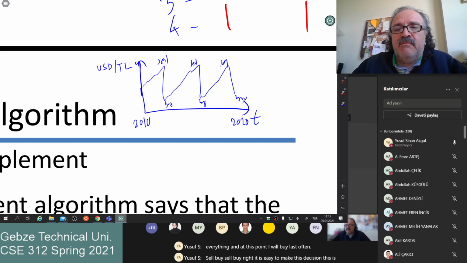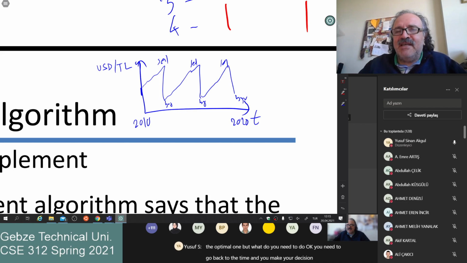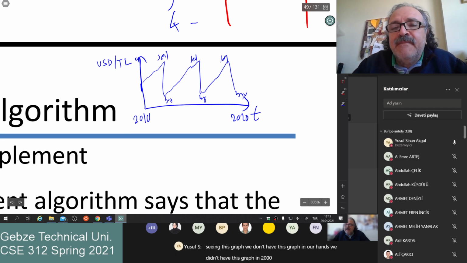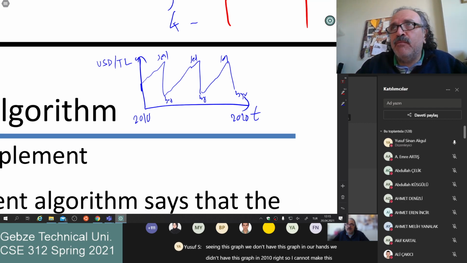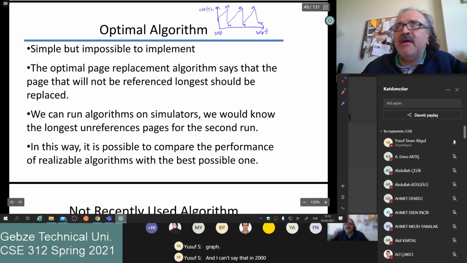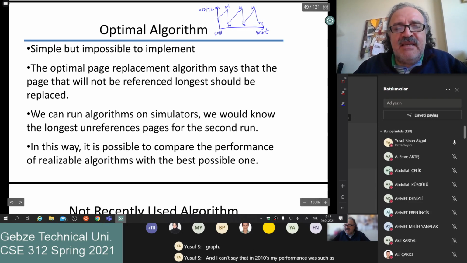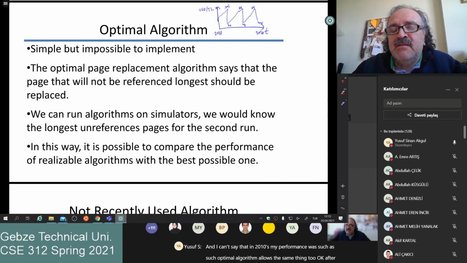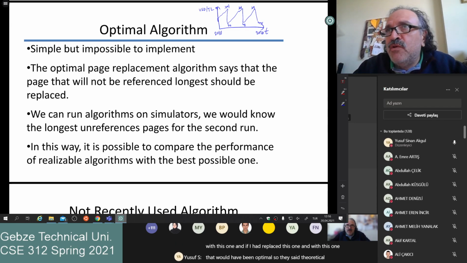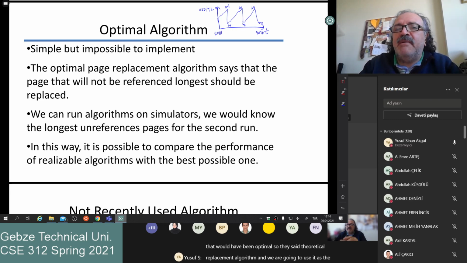This is the optimal one. But what do you need to do? You need to go back in time and make your decisions after seeing this graph. We don't have this graph in our hands. We didn't have this graph in 2010, right? So I cannot make this decision, but I can compare what I did against this graph and say that in the 2010s, my performance was such and such. The optimal algorithm does the same thing. After the program runs, you say that if I had replaced this page with this one, and this one with that one, that would have been optimal. So this is a theoretical replacement algorithm, and we are going to use it as the best algorithm that we can have. So the best is the optimal one.